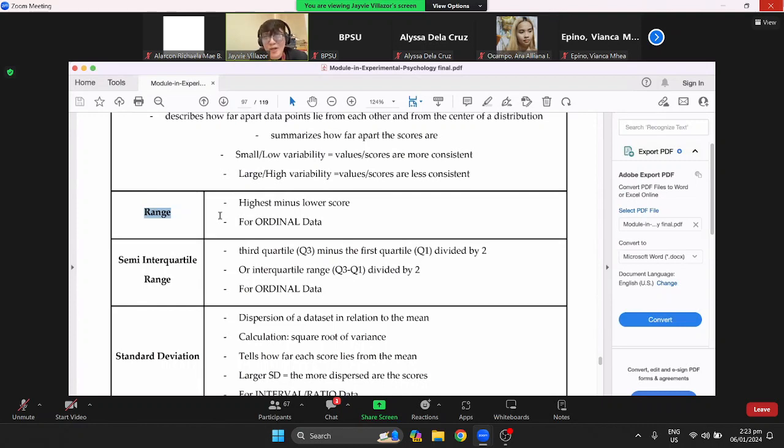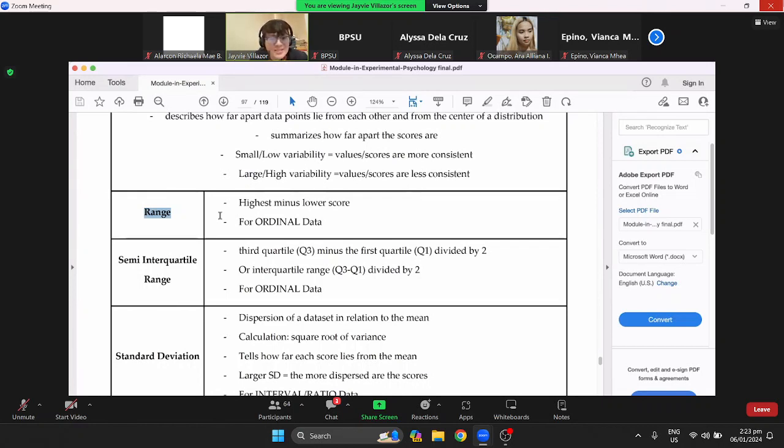Siyempre, kung mas maraming mataas, di ba? Yung average ng passing score, mas mataas din. Pero kung ang lowest score ay sobrang baba at marami nakakuha ng mababang score, then therefore, i-adjust mo siya ng konti. So from that range pa lang, di ba? Highest and the lowest. So from that, makikita mo na kaano ka diverse or gaano ka dispersed yung scores.